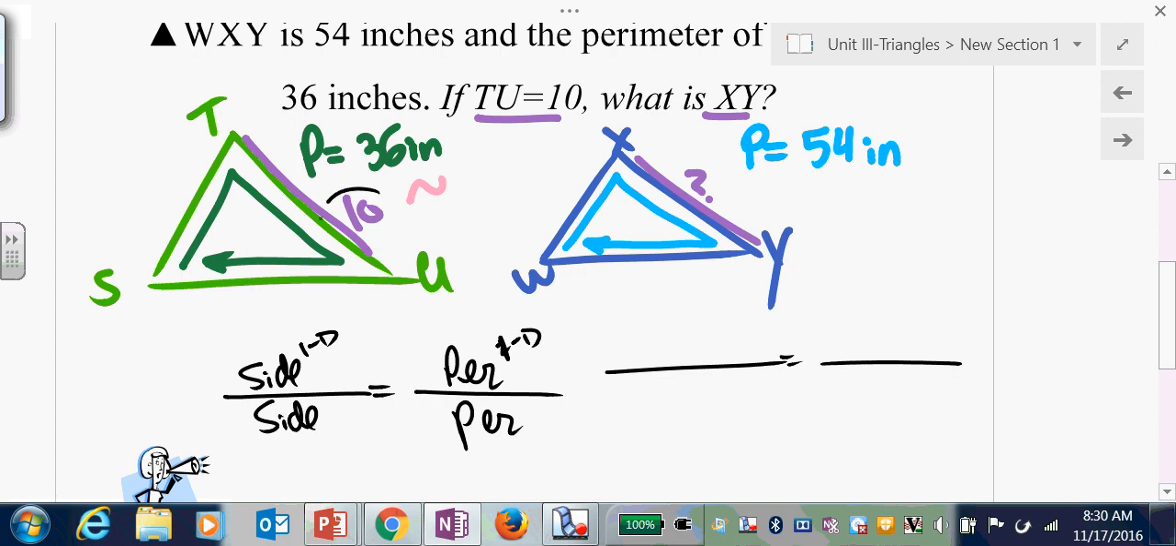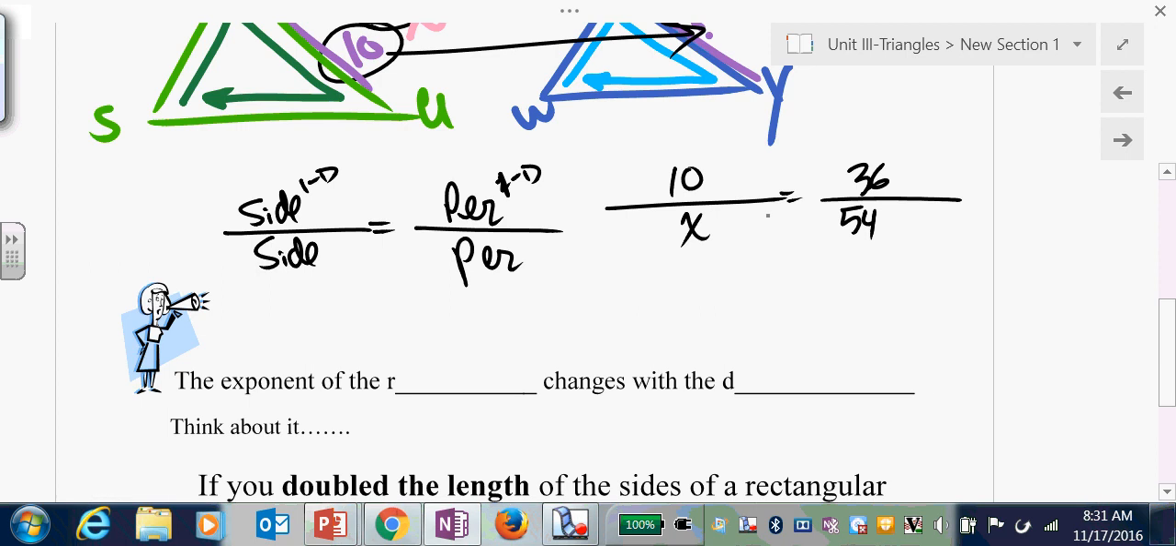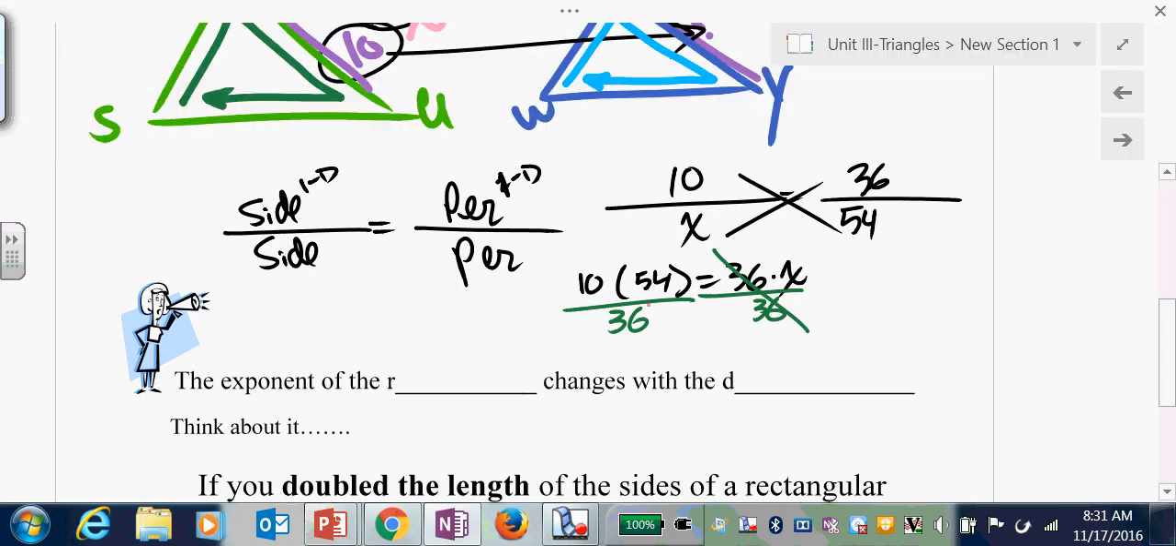So side over side, I'm going to work left to right. 10 over X equals 36 over 54. If you set this up slightly different, you'll probably still end up with the same answer. So I have 10 times 54 equals 36x. Divide by 36, and the key to multiplying is not multiplying, it's factoring. So first I'm going to reduce 36 and 54.